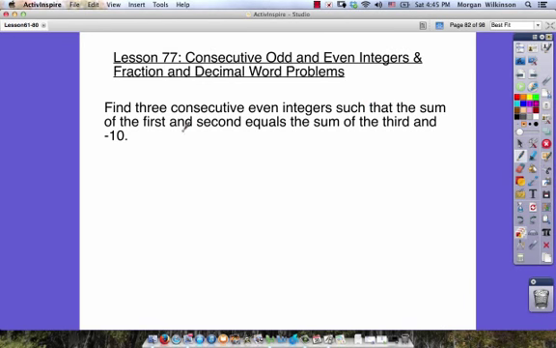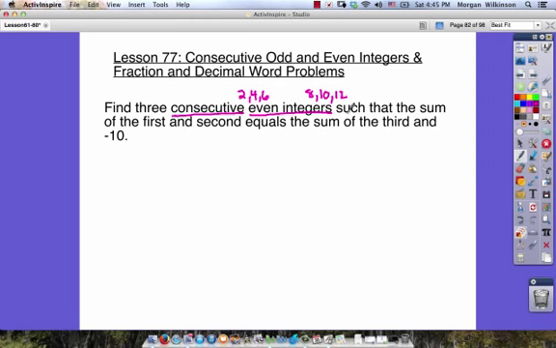So if we're looking at this, we need to know consecutive. Consecutive just means in a row. So if we have consecutive even integers, it must be even numbers that fall in a row or in order. So we could have 2, 4, 6, or maybe 8, 10, and 12. Now in this problem we know we have three consecutive even integers. We just need to find them.